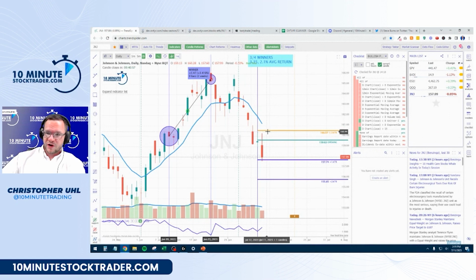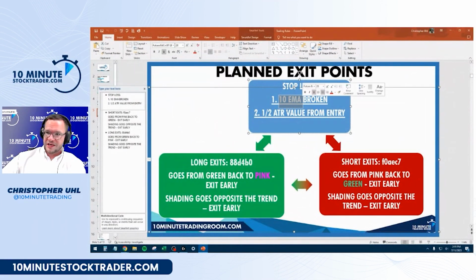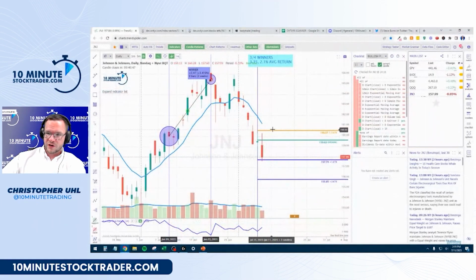Our planned exit point right now, if things went the other direction, is 160.57. As you can see, it's nowhere close to there, so this stays on. So let's review real quick. The 10 EMA or the half ATR is what we're looking for. The 10 EMA is still up here. The half ATR is 167.50 or 160.57, so nothing to take off there. So that's it. That's it for today.